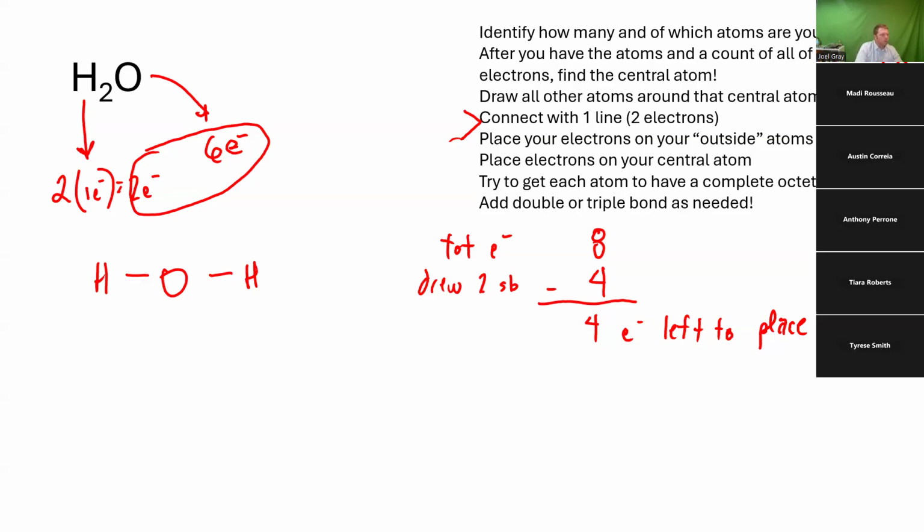Now, my question is, if I said, okay, I've got 4 electrons, here's 2 and here's 2 more, is that right? No, it's not, because we know that hydrogen does not like to have more than 2 electrons. So I'm going to erase those. So in this step, place your electrons on your outside atoms. Well, that's not quite right. I'm going to qualify that and say, if suitable.